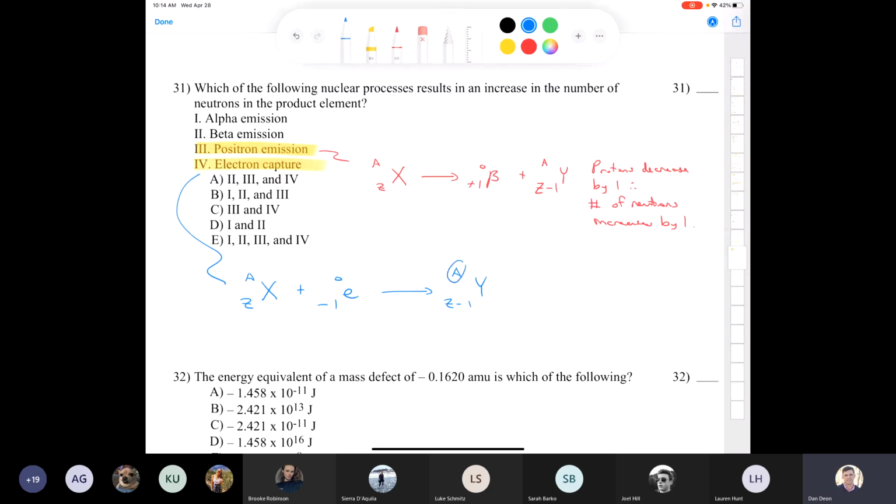Right? The mass number remains unchanged, and the mass number is the sum of protons and neutrons, which have roughly the same mass. So if the number of protons drops by 1 and my mass number stays the same, that means the number of neutrons increases by 1. So the exact same rationale for number 4. So the answer is 3 and 4.